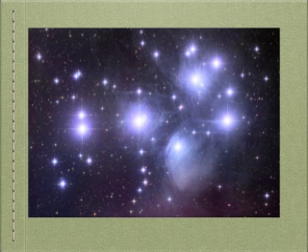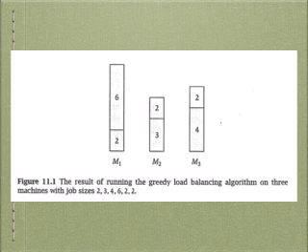So for example, Figure 11.1 shows the result of running this greedy algorithm on a sequence of 6 jobs with the sizes 2, 3, 4, 6, 2, 2. The resulting makespan is 8, the height of the jobs on the first machine. Note that this is not the optimal solution. Had the jobs arrived in a different order, so that the algorithm saw the sequence of sizes 6, 4, 3, 2, 2, 2, then it would have produced an allocation with a makespan of 7.